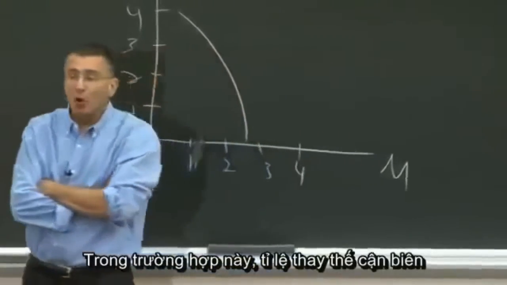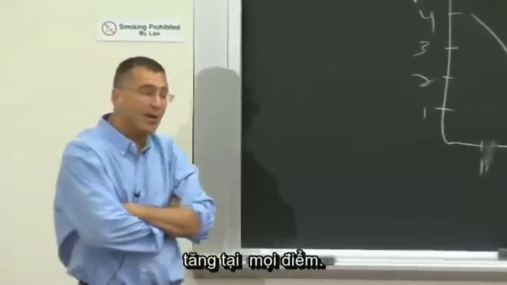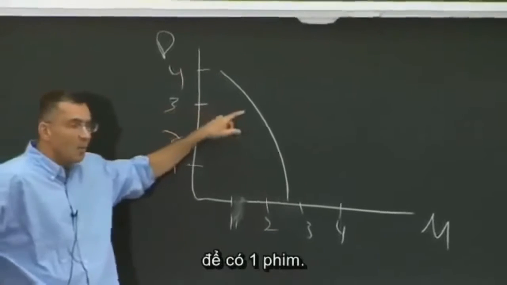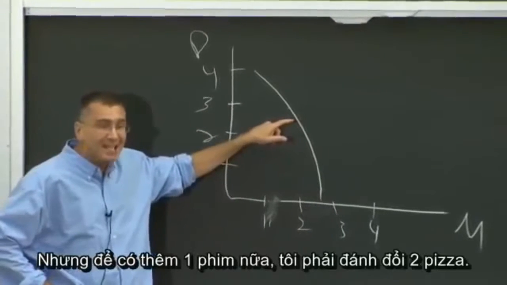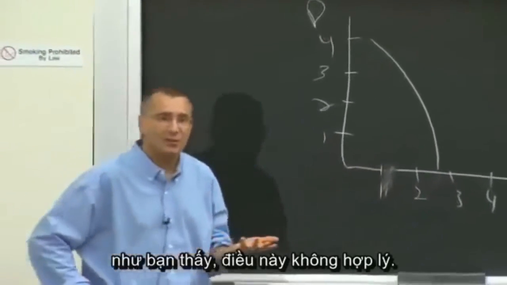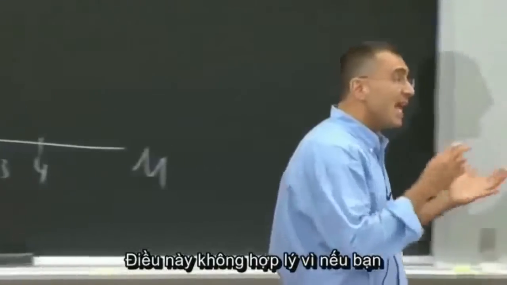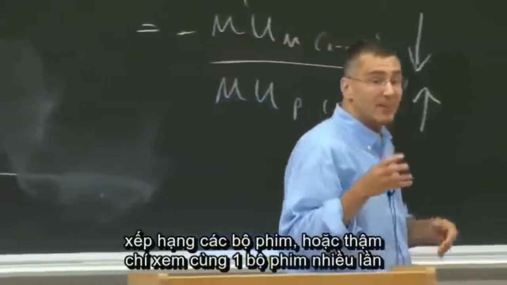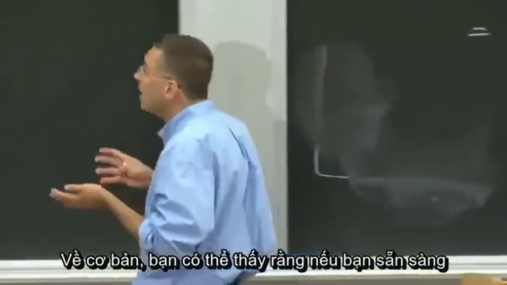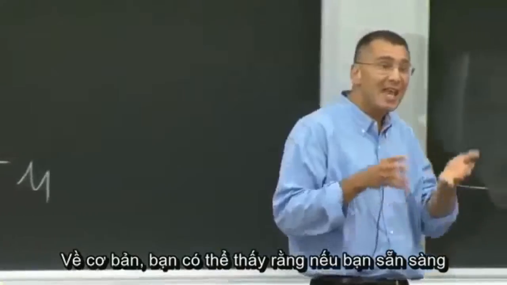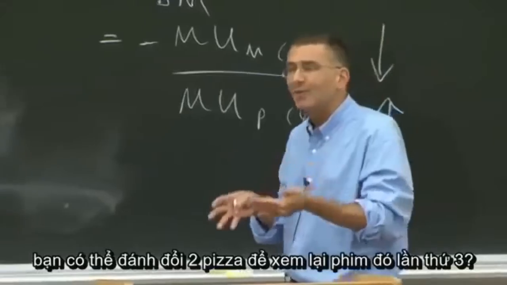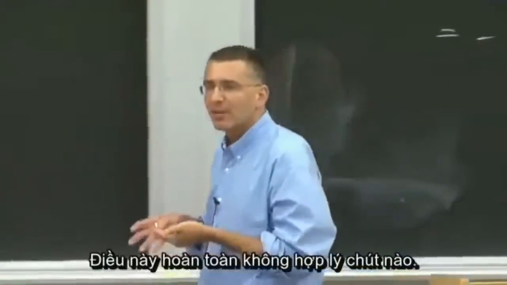In this case, marginal rates of substitution would be everywhere increasing. That is, I'd be willing to give up 1 pizza to get 1 movie, but to get that next movie, I'd give up 2 pizzas. But as you can see, that doesn't make sense. Seeing the same movie over and over again is maybe the more compelling example, okay? If you're willing to give up one pizza to see that movie a second time, why would you possibly give up 2 pizzas to see it a third time? That makes no sense at all.